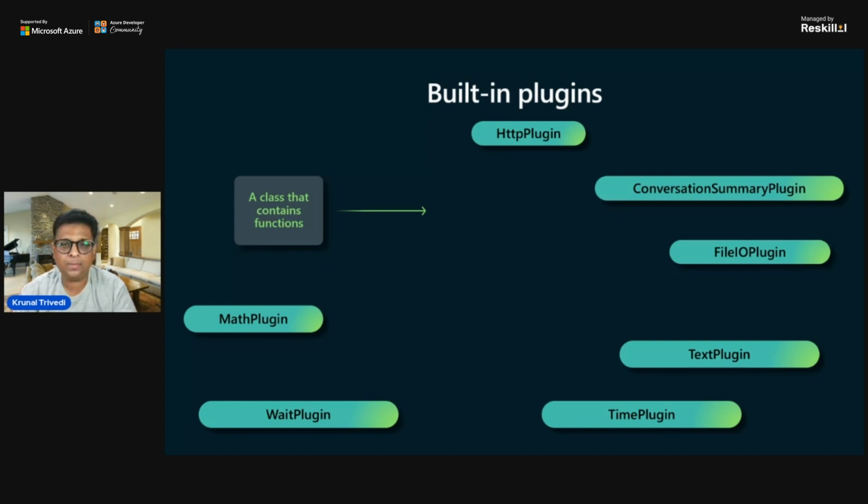The conversation summary plugin allows you to summarize the conversation. File IO plugin reads and writes to the file system. HTTP plugin makes a request to the HTTP endpoint. Math plugin is used to perform mathematical operations and calculations. Text plugin performs text manipulation. Time plugin gets the time and date information. Wait plugin pauses execution for a specified amount of time. So these are all plugins meant for a specific goal. They are goal-oriented pieces of function you have.